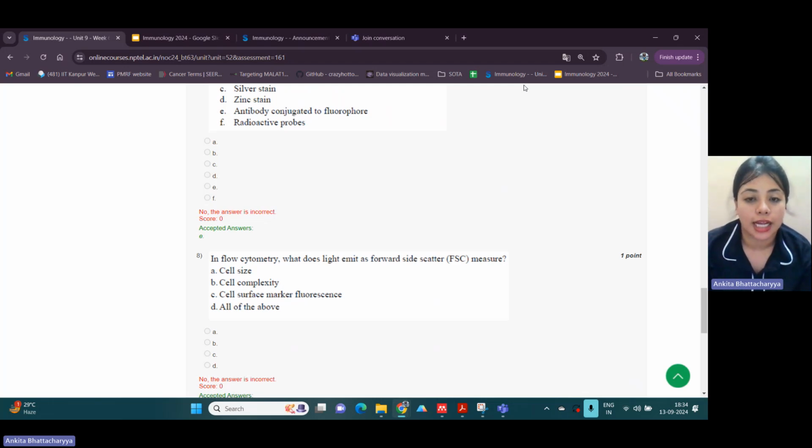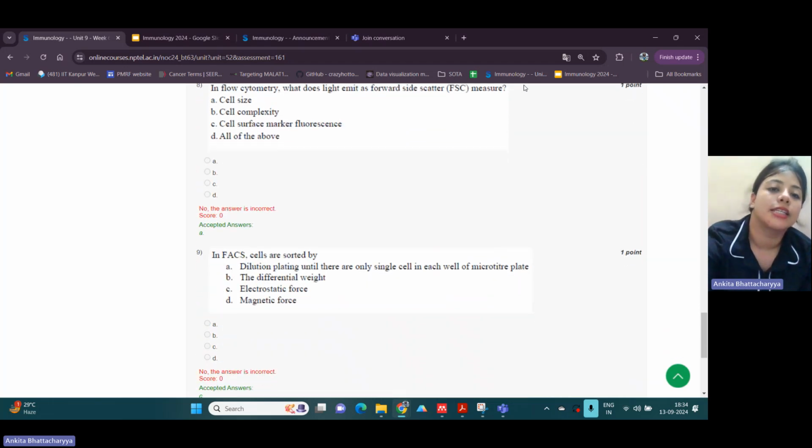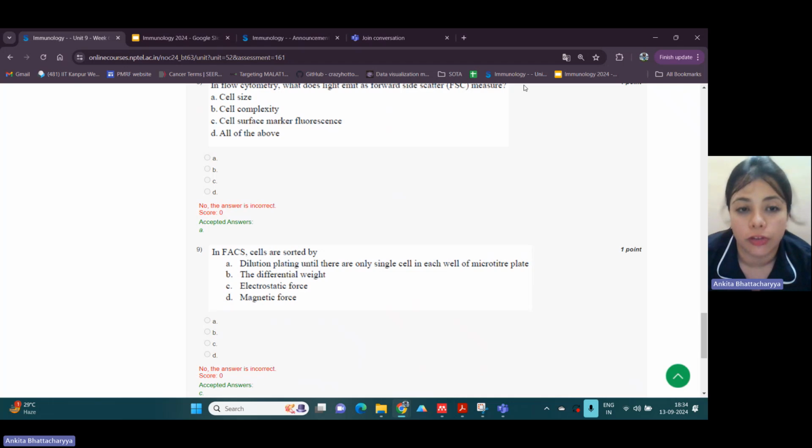So there you can see that we have been asked, what does FSC measure? Options given in this case are cell size, cell complexity, cell surface biomarker, or all of the above. In this case, the size or the dimensions of the cell or the droplet that is being studied is what gets factored in. So the correct option is cell size only. Complexity doesn't matter, fluorescence doesn't matter, etc.